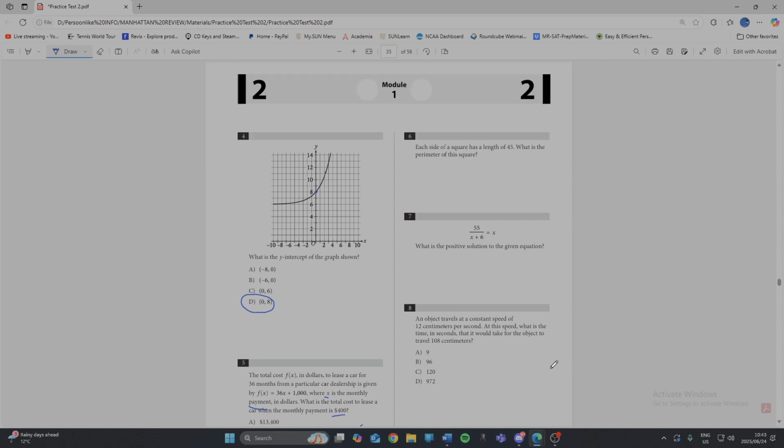Okay. It says each side of a square has a length of 45. What is the perimeter of the square? So remember, a square is just a shape where all 4 sides are exactly the same. And if one of these sides is 45, that means each other side is also 45. So we would do 45 times 4, and that would give us 180.